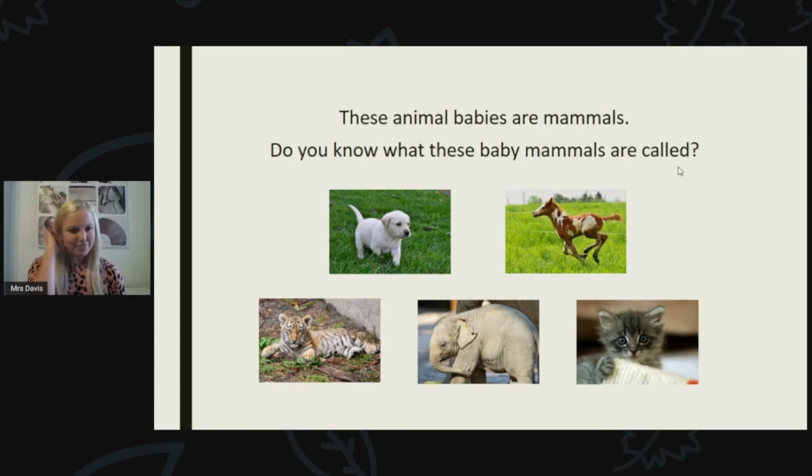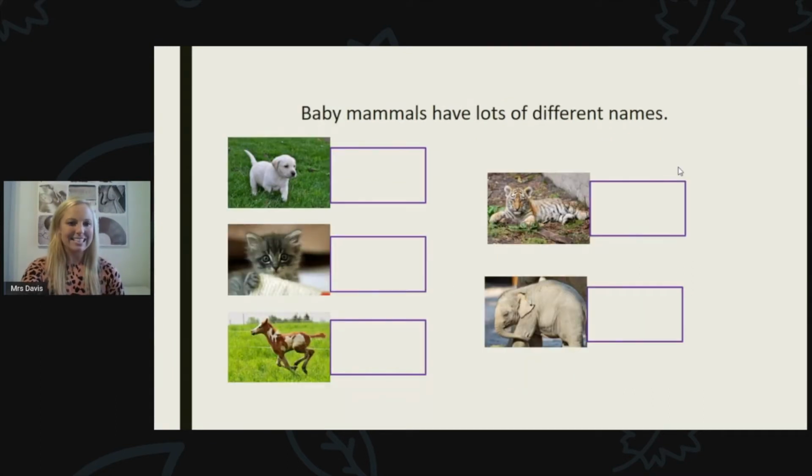Well done. Fantastic job. Shall we have a look and see how many you got correct, or if any of you know? I'm sure you did. So the first one here, a puppy is a baby dog, isn't it? Oh, this next one I reckon you might know. A kitten is a baby cat. Well done.